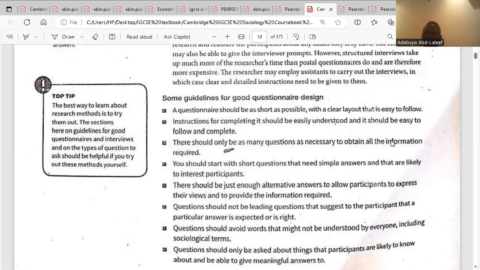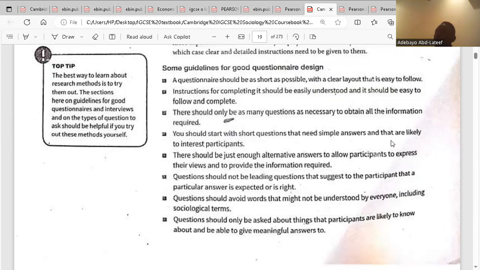Questions should not be leading questions. What do I mean by that? The questions must not give participants the answers. The question must not be one that participants can quickly give an answer to. They have to think. So don't give them a lead. Don't give them a clue on what the questions are going towards and what the answers are supposed to be. Do you understand?